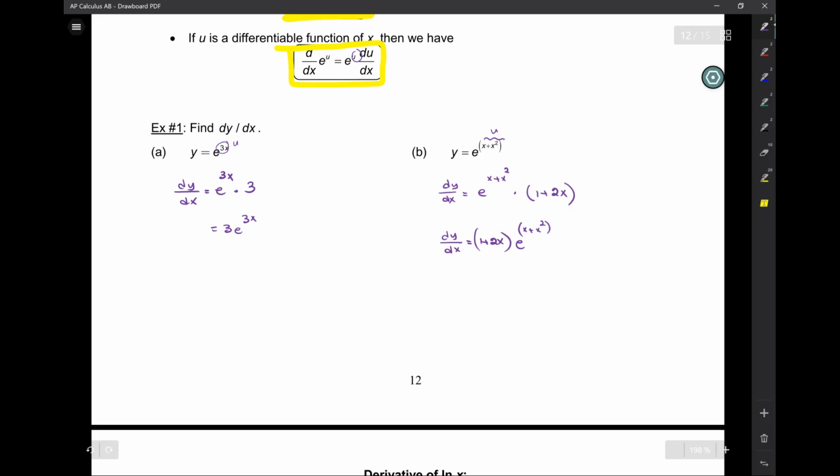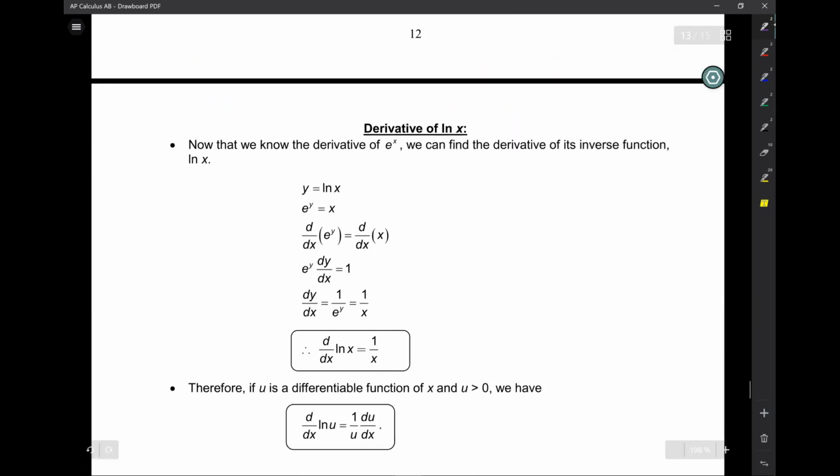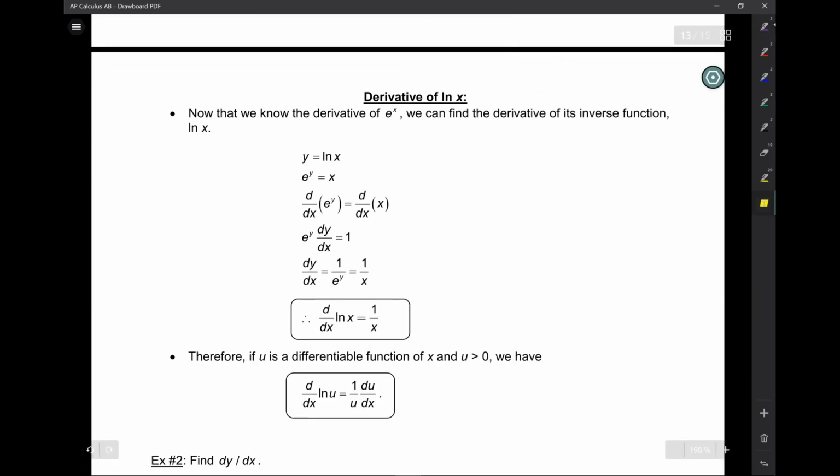So in taking a derivative of exponential functions, the exponential function as is will always show up in the derivative as is, okay? All right, now, the derivative of ln of x.